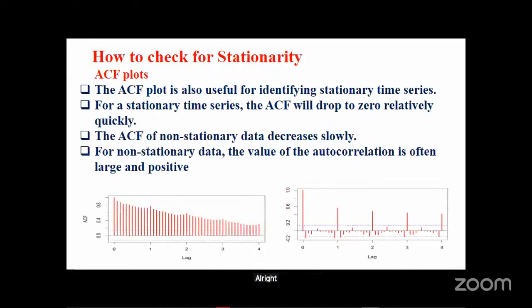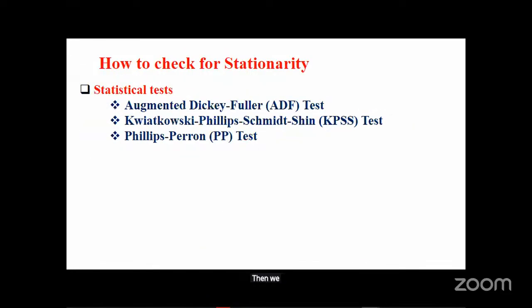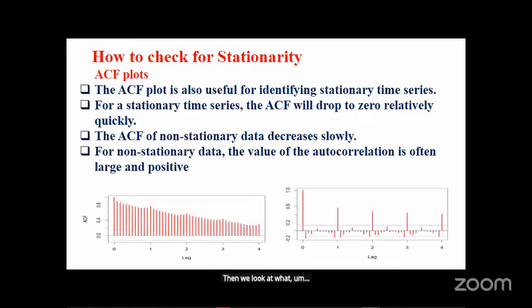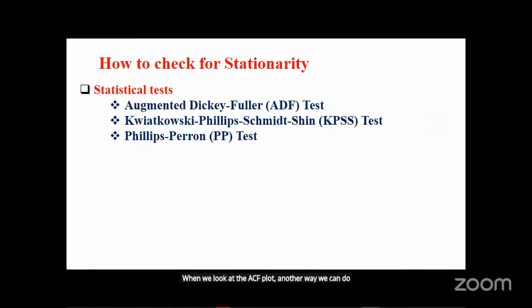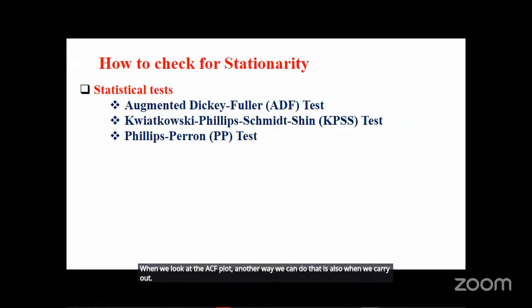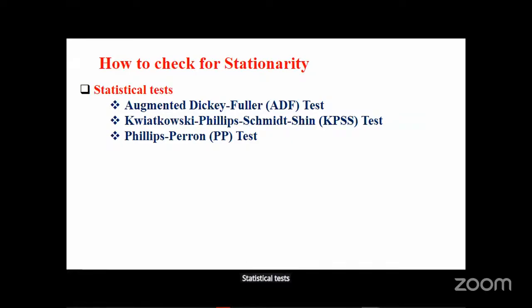All right. So another way we can check for stationarity is when we look at the ACF plot. Another way is to carry out statistical tests. One of them is what we call the augmented Dickey-Fuller test. So how do we carry that out? When we subject the data to the test, we are checking whether the mean and the variance are changing over time. So when we subject that to the ADF test, what is the p-value?